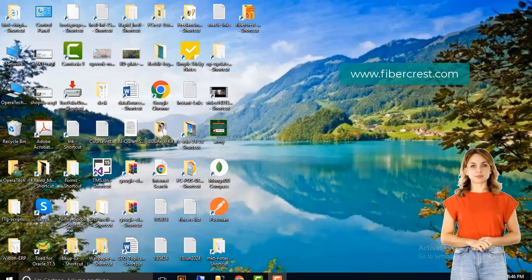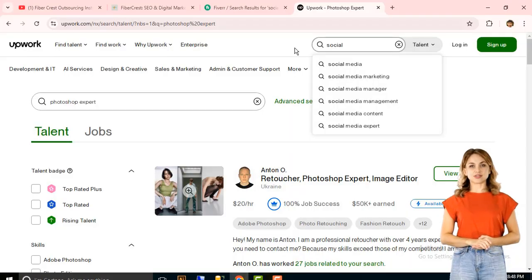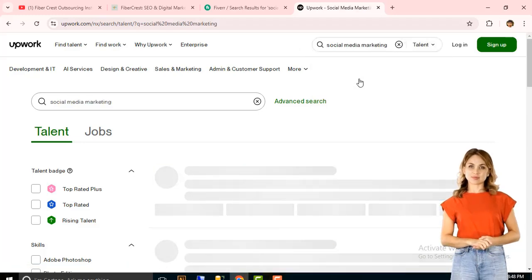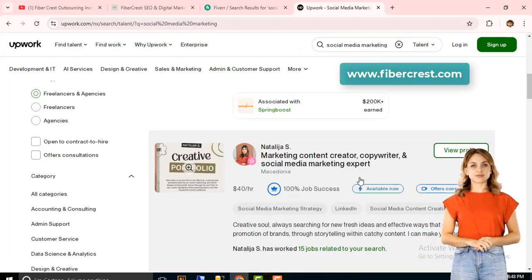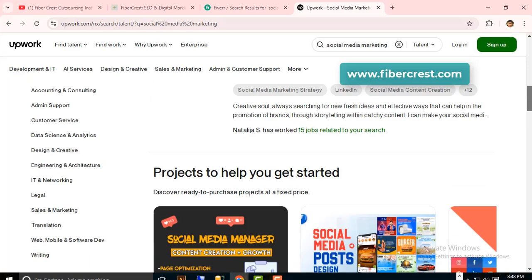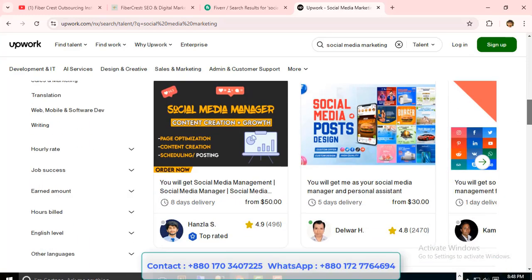Social media marketing deals with brand awareness, customer engagement, lead generation, and audience insights. It enables companies to connect directly with customers, gather feedback, and promote products and services.